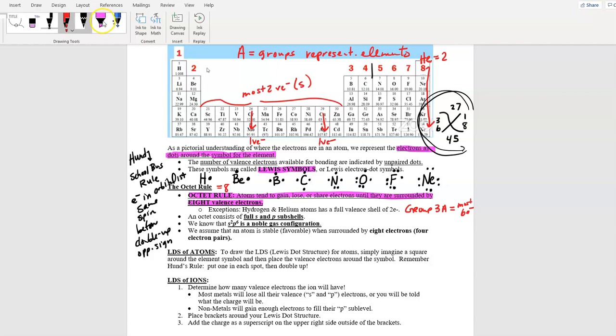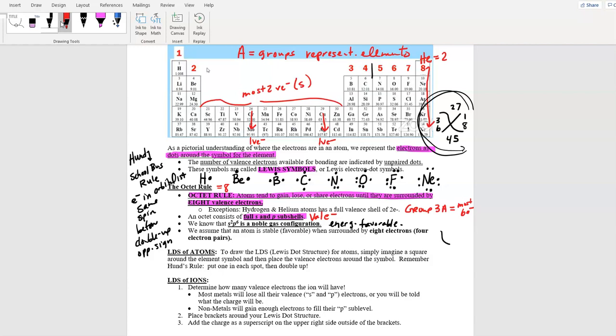The octet are the ones that occupy all of the s and p orbitals because valence electrons only involve s and p. So the most noble gas configuration you can ever get is an s2p6. And we call this energetically favored. We never say the word stable. Energetically favorable means this is a configuration that has the lowest possible energy for an atom. We assume that an atom is favorable when surrounded by those 8 electrons.